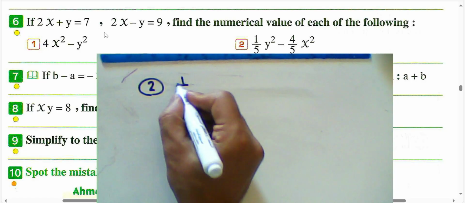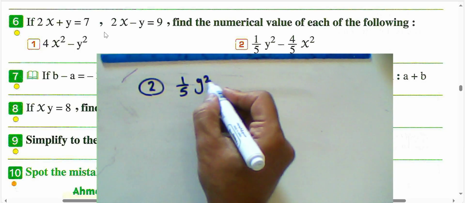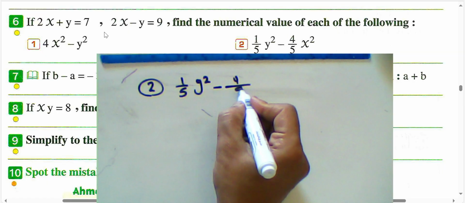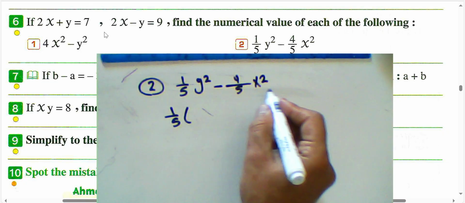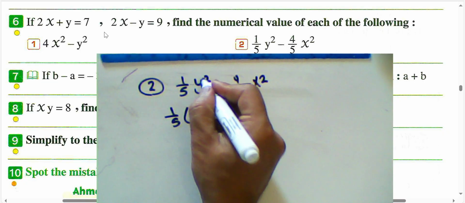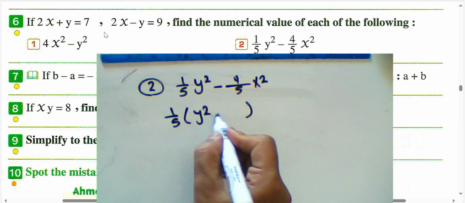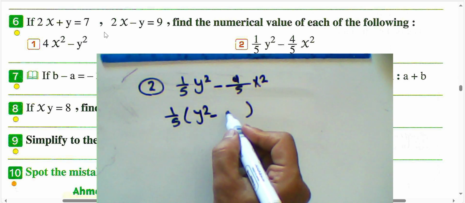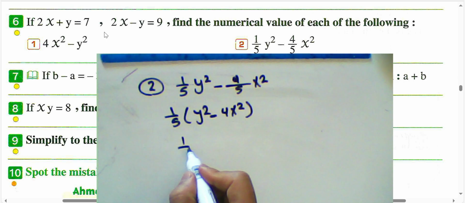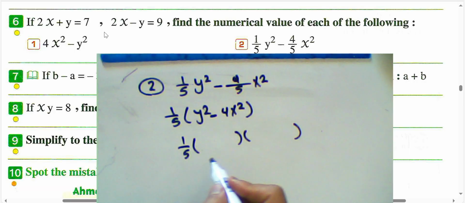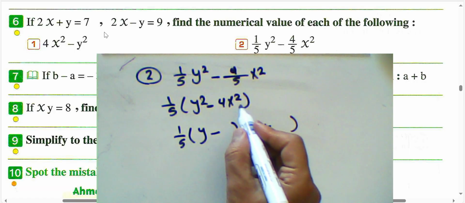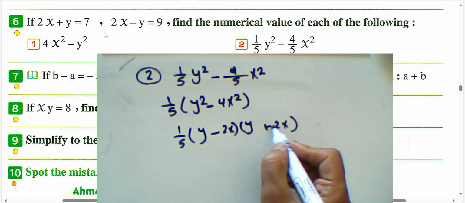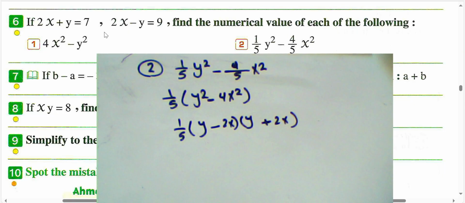Question number 2. We have 1 over 5 y power 2 subtract by 4 over 5 x power 2. We can write 1 over 5 as a common factor between two terms. Then this expression will be y power 2, and this expression will be 4x power 2. Write 1 over 5 and then factorize the expression. y power 2 equals y times y, and write negative and positive. 4x power 2 equals 2x times 2x. Understood?